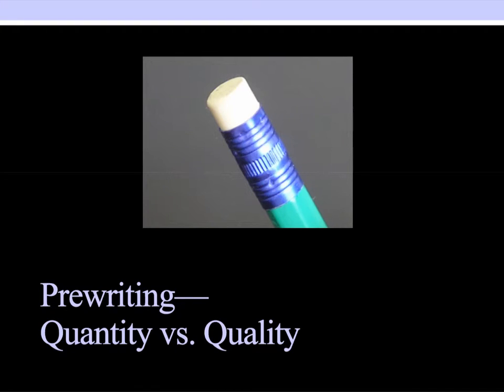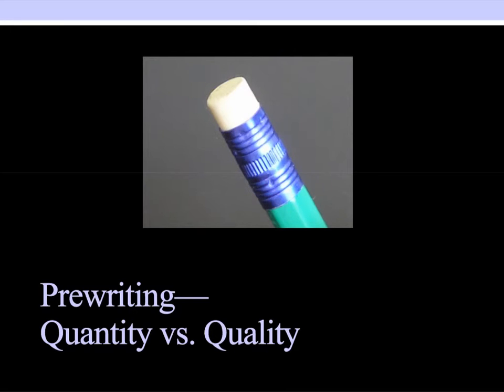The first step in the writing process is pre-writing. Pre-writing can involve various techniques including brainstorming and clustering. Brainstorming is when you write down whatever comes to mind about the topic in a list. Clustering is when you create a web of your ideas.